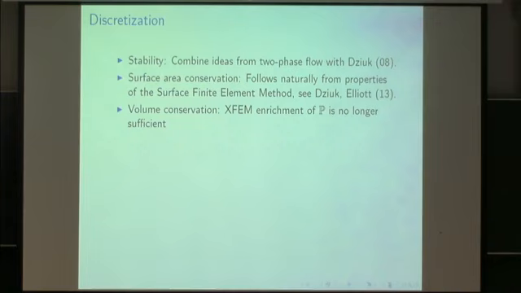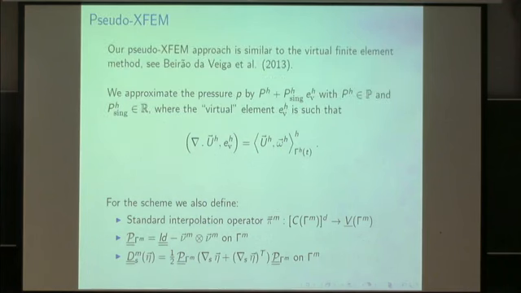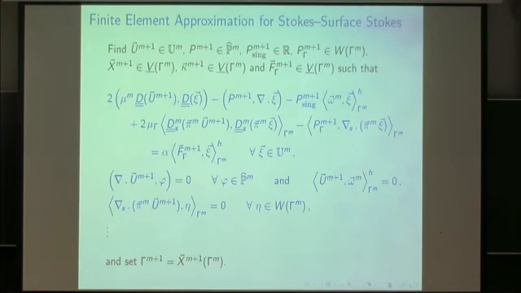The surface area conservation you get basically for free if you just use the weak approximation of the surface incompressibility and use properties from the evolving surface finite element method, which you can find, for instance, in this paper by Juk and Elliott. And the volume conservation is a bit more involved than before, but I think I'll spare you the details. It's about something like virtual elements. And this is then the scheme just for the Stokes part. Maybe it looks a bit complicated, but it's similar to the two-phase flow problem.